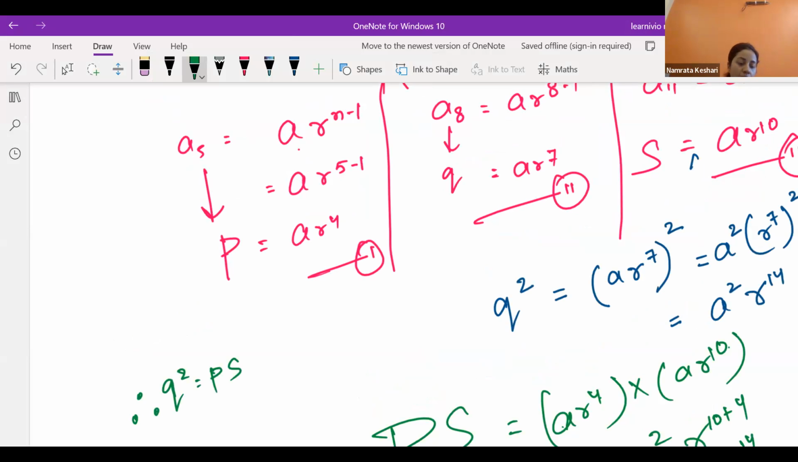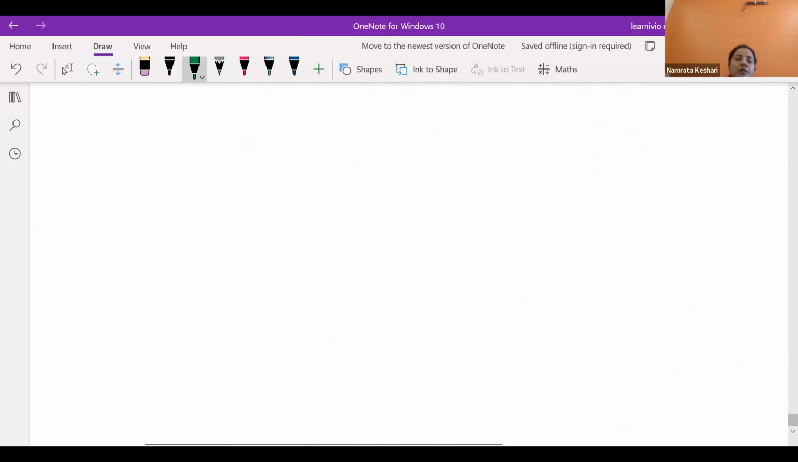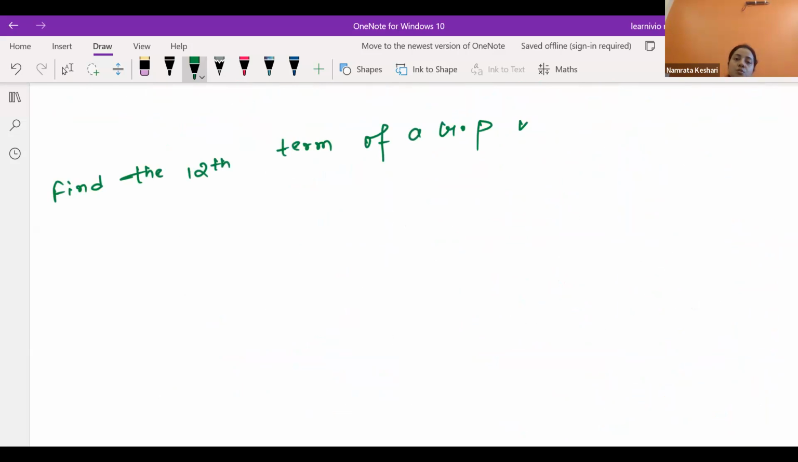Now, okay ma'am, let me check the type. The first few questions are find the 20th term, 12th term, GP. Find the 12th term of a GP whose 8th term. Yeah, this question is also important. Find the 12th term of a GP whose eighth term is 192 and common ratio is 2.